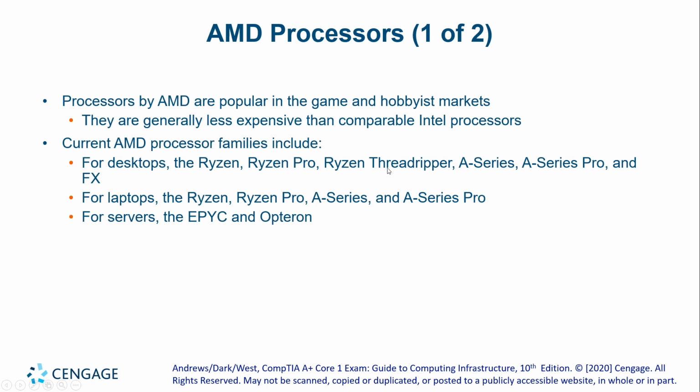Ryzen Pro, Threadrippers, these are common desktops, and then for laptops, you have the A series and A series Pro. And then servers, you have EPYC and Opteron. You don't see a lot of AMD servers, though. Most of your servers are going to be Intel.